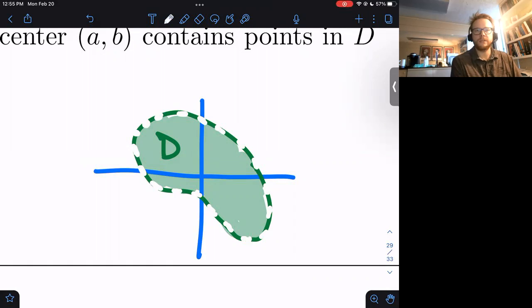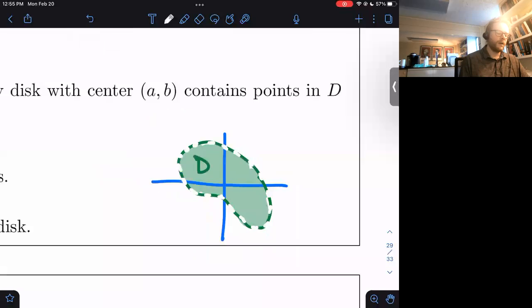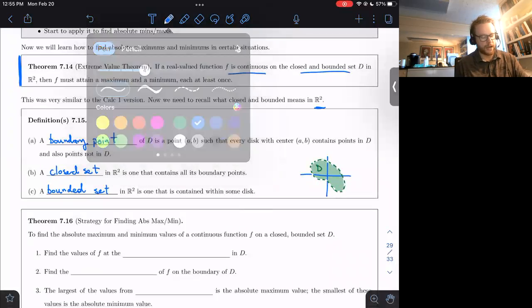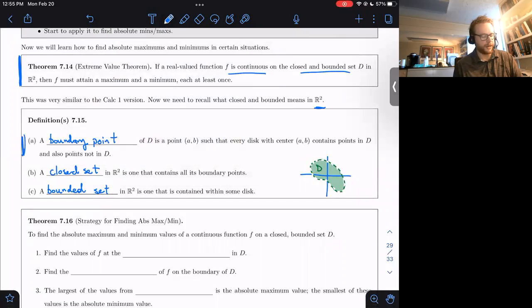And so a closed set is one that contains all of its boundary points. We would usually denote that with a solid line. All right, so that's intuitively what this is trying to describe to us. Now let's look at the formal math definition. A boundary point of D is a point such that every disk with that center contains points both in D and not in D. It's maybe surprising that this is the simplest definition, but disks are relatively nice things to describe even with equations in math.